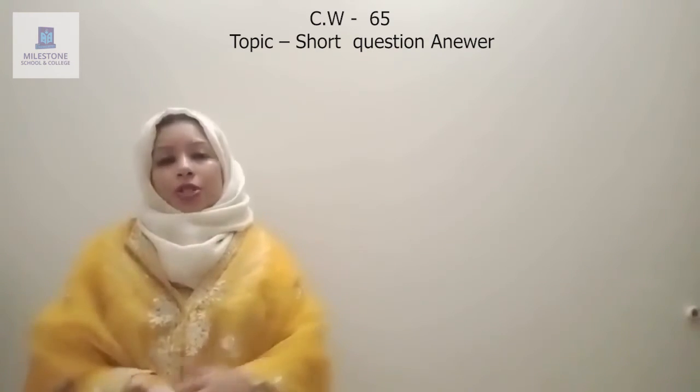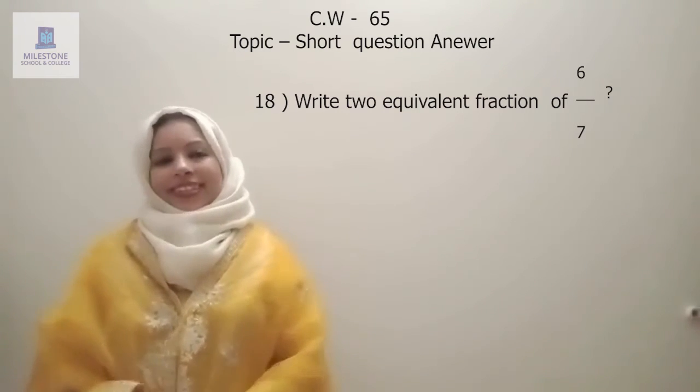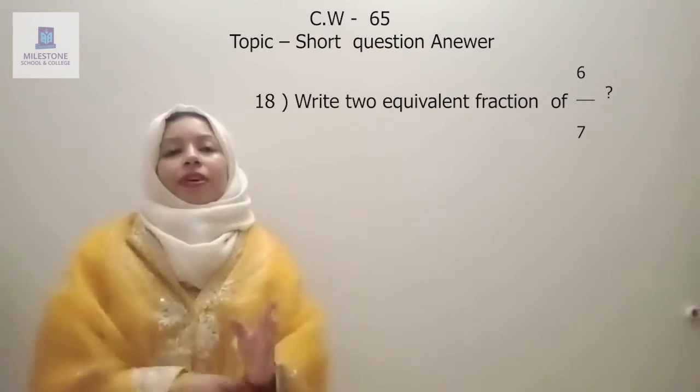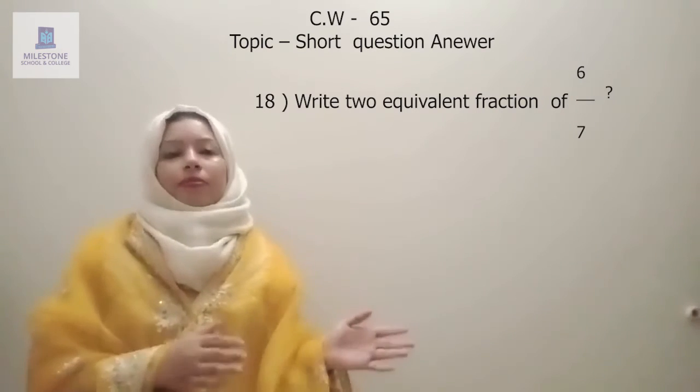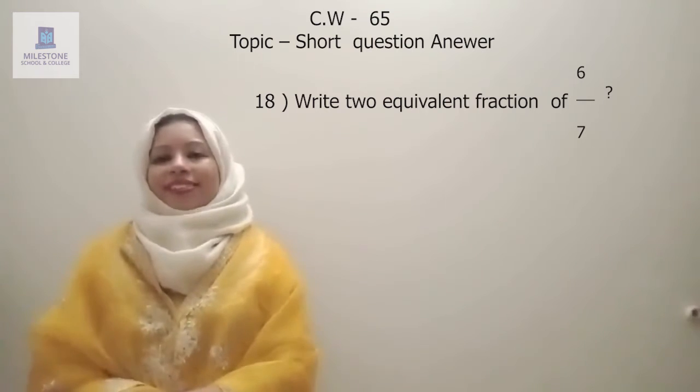So let's go for the next question. That is question number 18. It is also very easy for you. And it is the question for you. Write the 2 equivalent fractions of 6 by 7. Already we have done the equivalent fraction before. How can we find out?